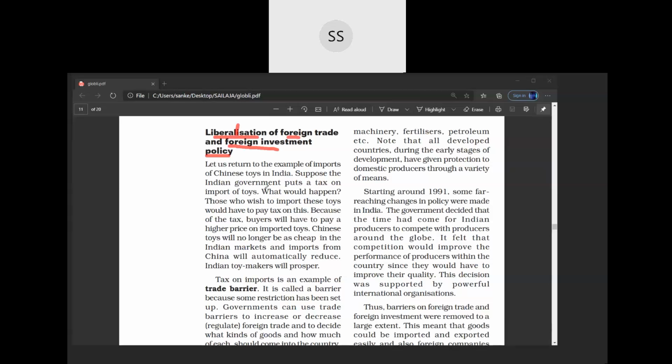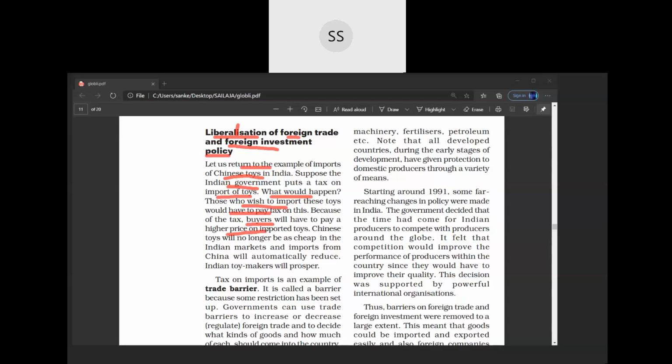So let's quickly go through what I have told you. Let us return to the example of imports of Chinese toys in India. Suppose the Indian government puts a tax on import of toys. You all remember the example of Chinese toys. If the government puts some restriction on toy imports and the tax on imports increases, what will happen? There will be fewer imports into our country, because the tax is more. So nobody would like to buy the imported toys, because that will increase the cost of the toys. Because of the tax, buyers will have to pay a higher price.